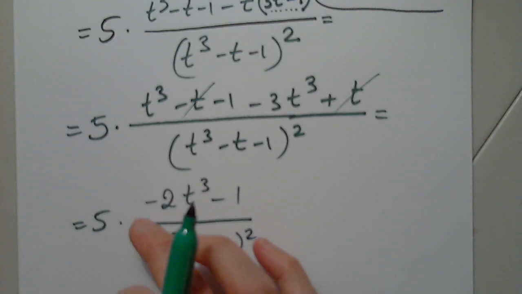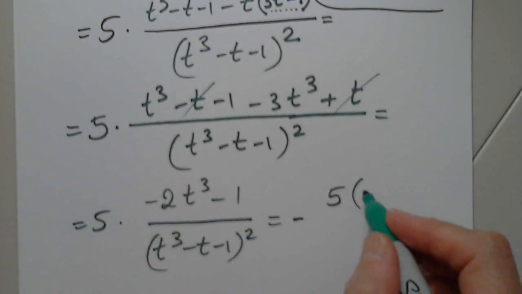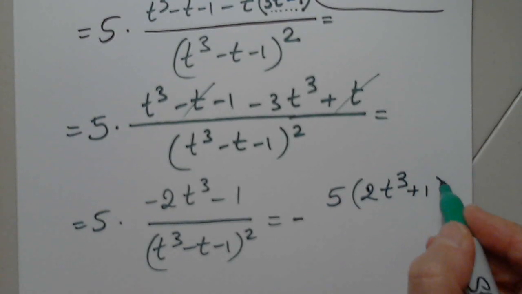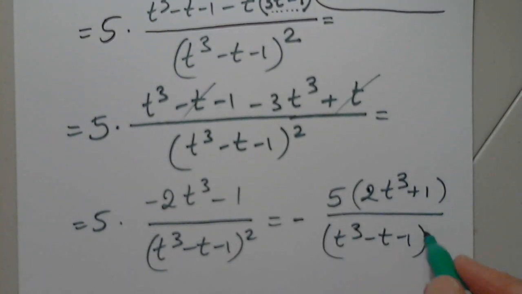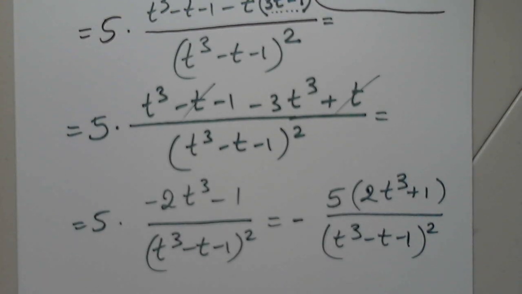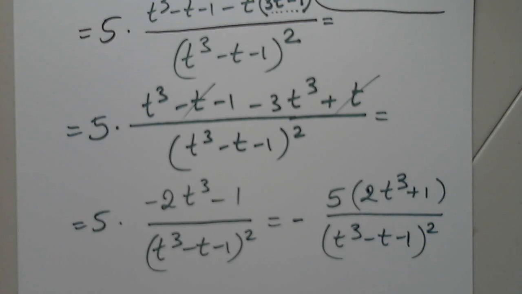I wouldn't even bother to put that in. I will leave it as negative 5, factor out negative 1, 2t to the third plus 1 over t to the third minus t minus 1 squared. Yes, some of these problems can be involved, can be hairy. Yes, I agree.